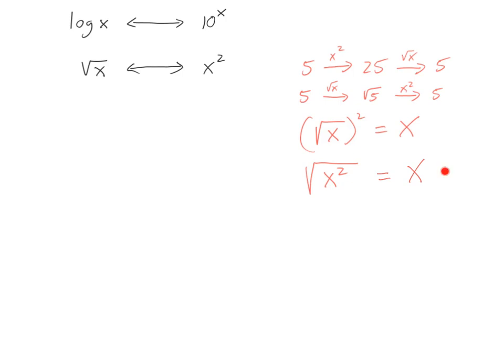Here I'm ignoring a minor issue having to do with when you take the square root of something, it can be plus or minus the value. Just ignore that. The point here is that square root of x and x squared are inverse functions of one another. Now let's get back to the main point. Log of x and 10 to the x are inverse functions of one another.